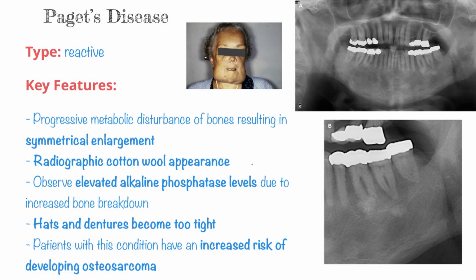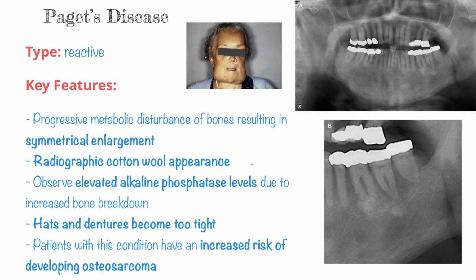Paget's disease of bone, type reactive, key features. It's a progressive metabolic disturbance of bones resulting in symmetrical enlargement, as we can see here. Radiographically, it presents with cotton wool appearance. So if we look at the radiograph here, you can see something that looks like the fluffy cotton wool, and even here in the OPG.